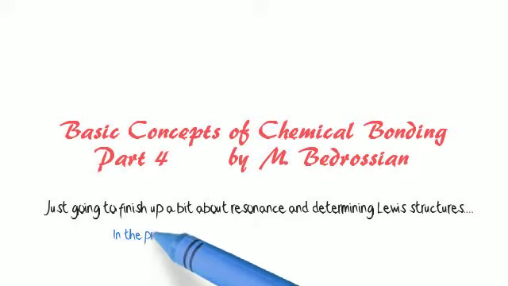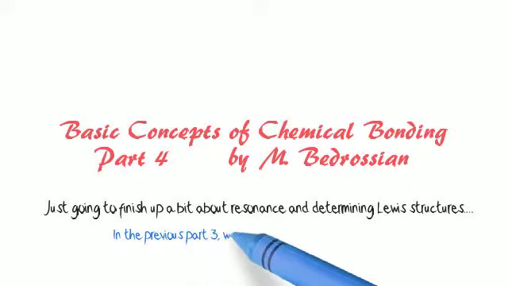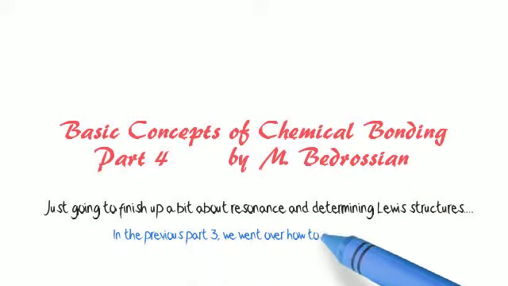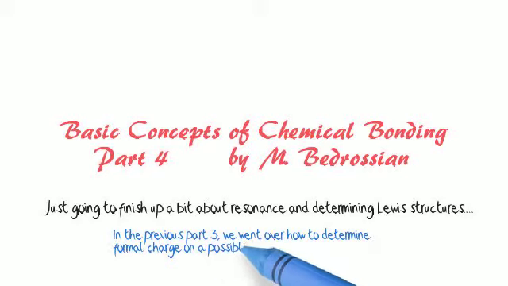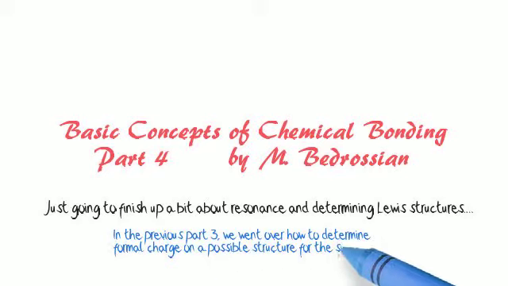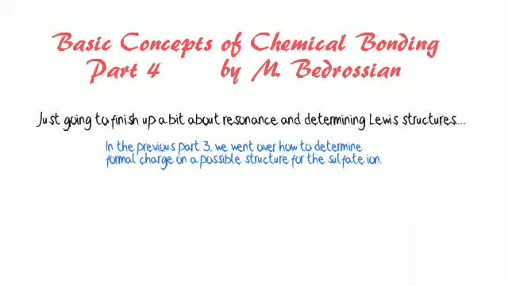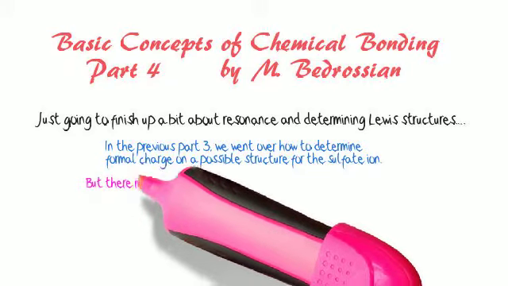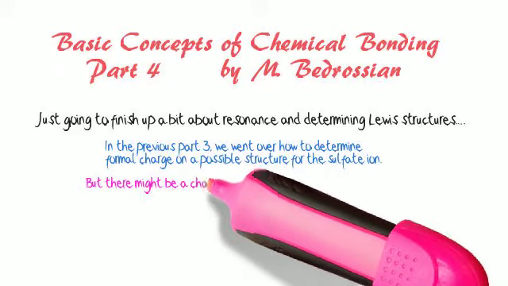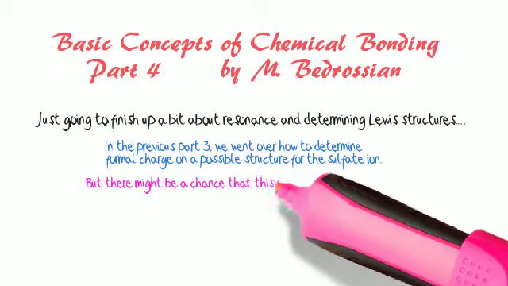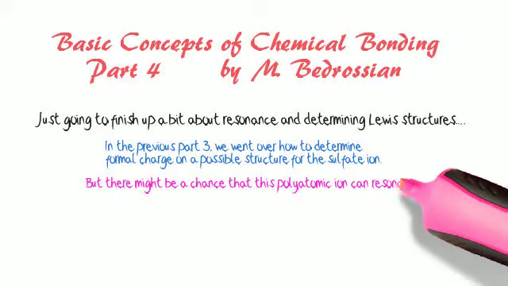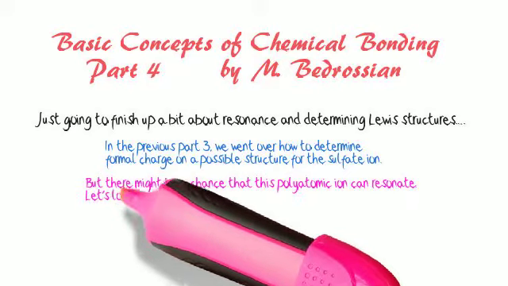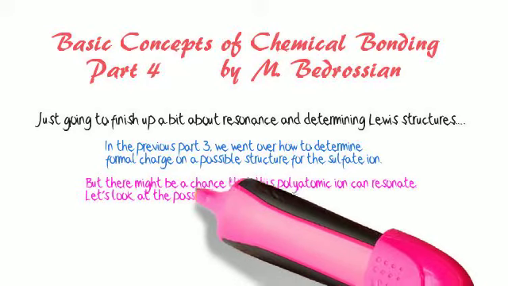In the previous Part 3, we went over how to determine formal charge on a possible structure. And we looked at the sulfate ion specifically. That's cool. But there might be a chance that this polyatomic ion has more than one possible structure, that it can resonate, have a resonating structure. So let's look at the possible resonance structure.